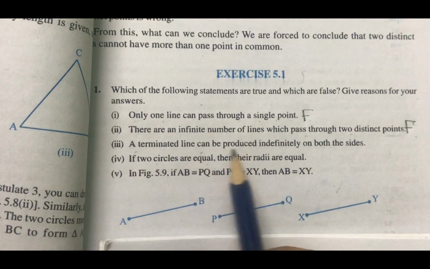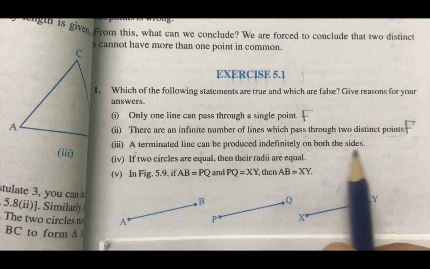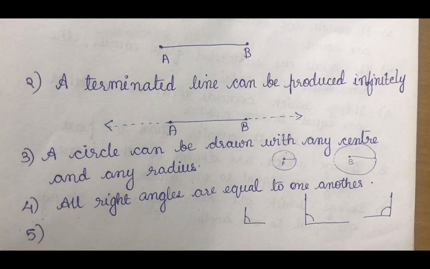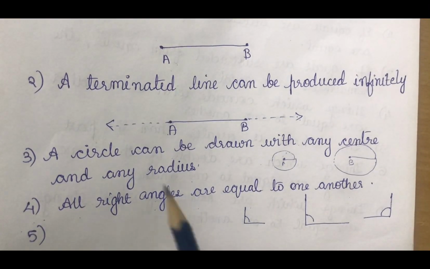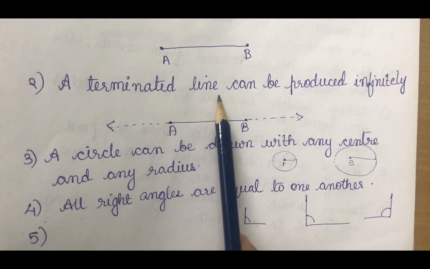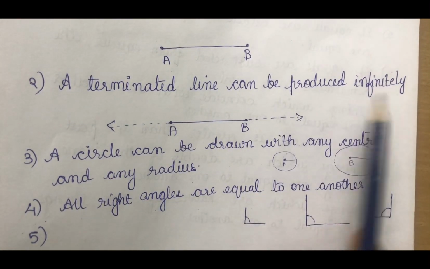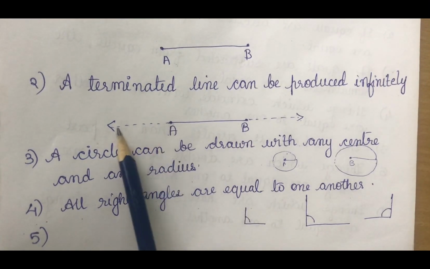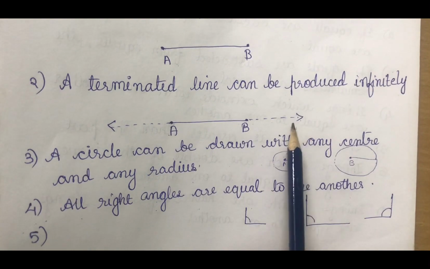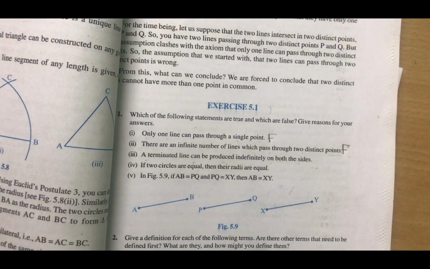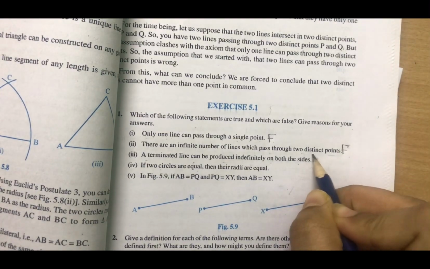A terminated line can be produced indefinitely on both the sides. According to Euclid's postulate number 2, a terminated line can be produced infinitely. So a terminated line, meaning a line segment, can be produced infinitely on both sides. So that statement is again true.